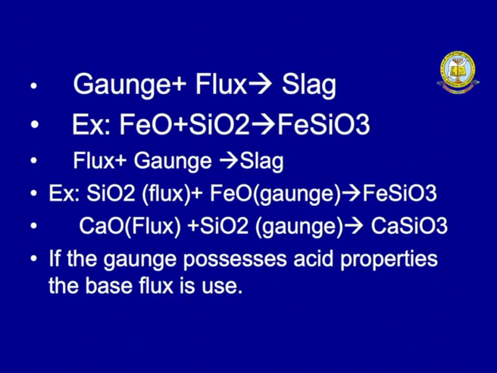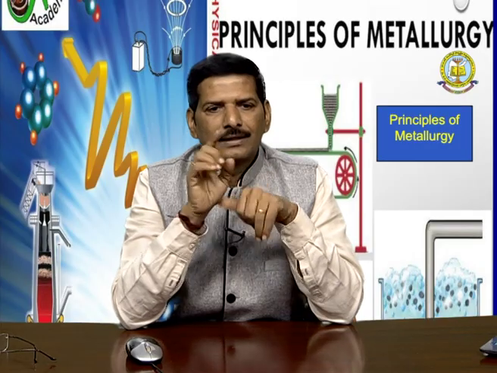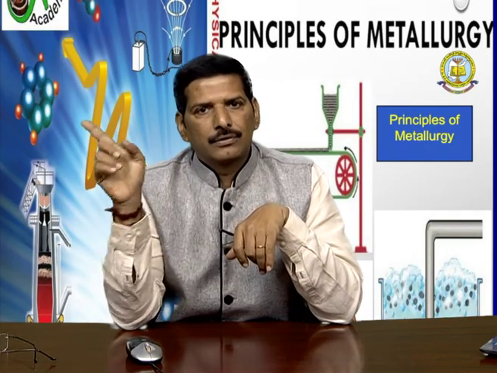So here you see the flux nature is of two types. The flux exhibits two types of behavior: one is acidic nature, sometimes basic nature. For example, in the equation silica plus iron oxide gives iron silicate, the silica nature is acidic. Right? An acid when it reacts with a base gives a salt.